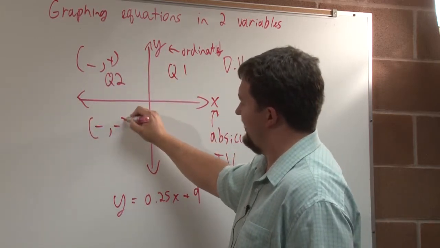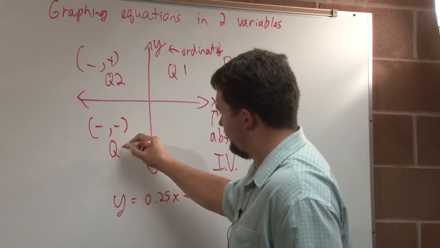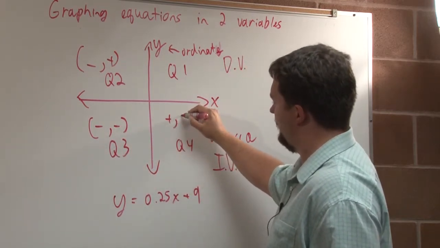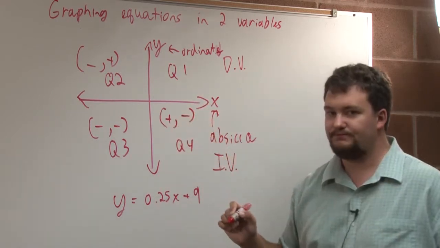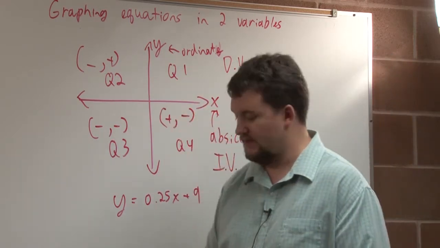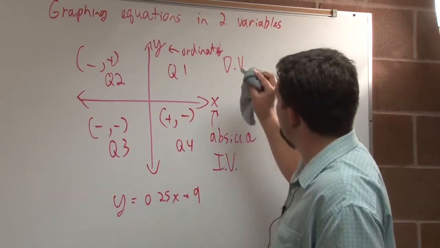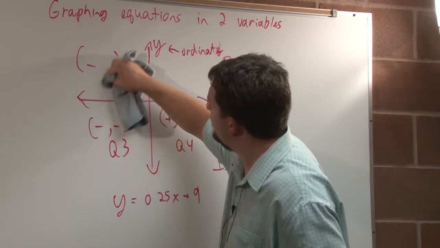This would be a negative and a negative coordinate, and then we call this quadrant 3, and then finally quadrant 4, where the x's are positive and the y's are negative. So that's something to keep in mind. So when we've got something like this going on, I'm going to go and just erase this really quick.